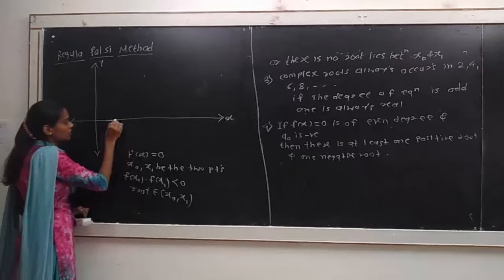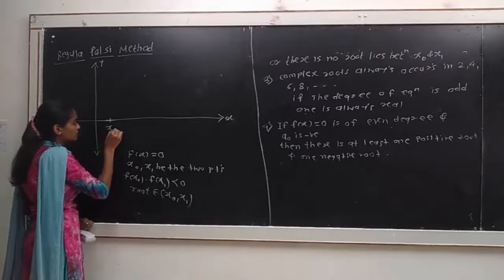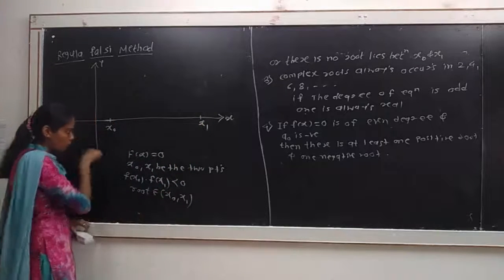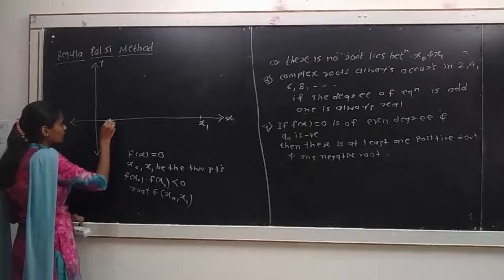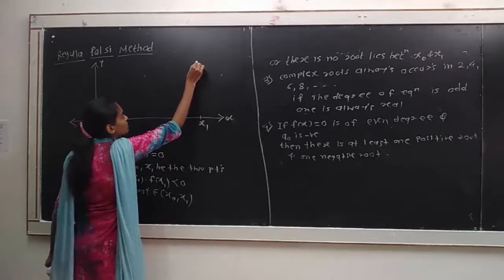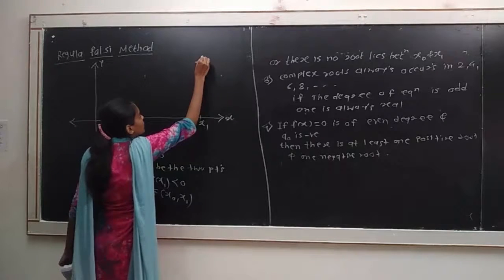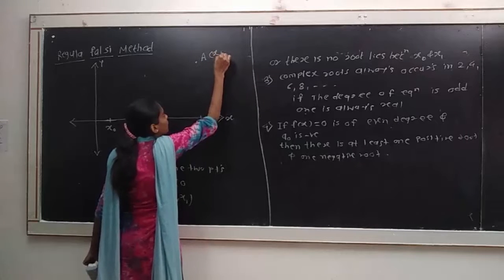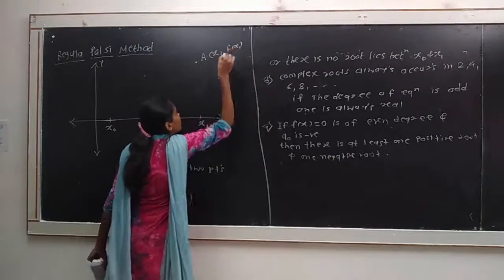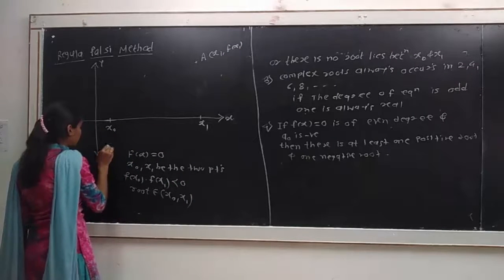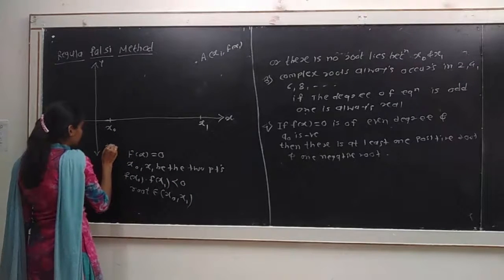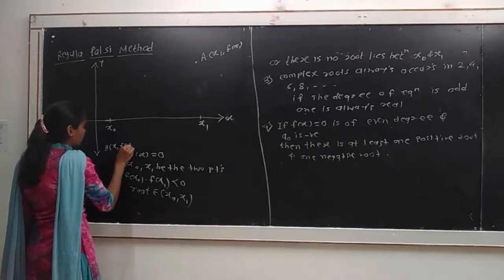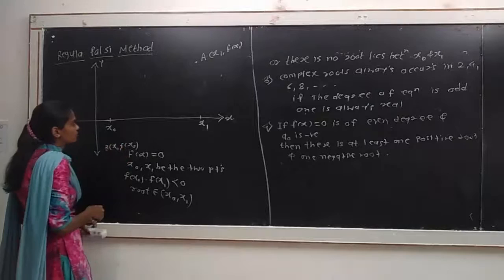Suppose we take these points: here is x0 and here is the point x1. We consider the point A to be x1 comma f of x1 and the point B to be x0 comma f of x0.